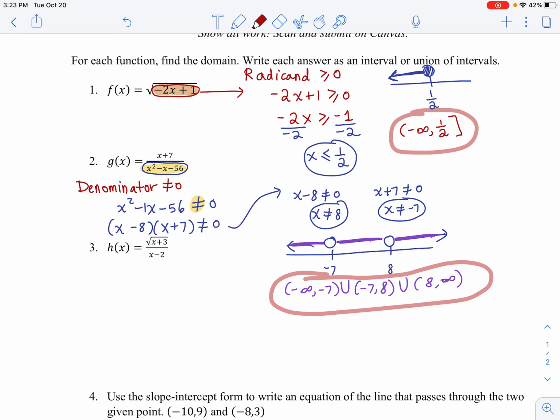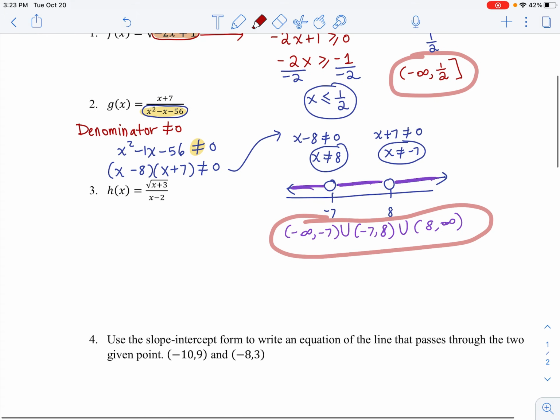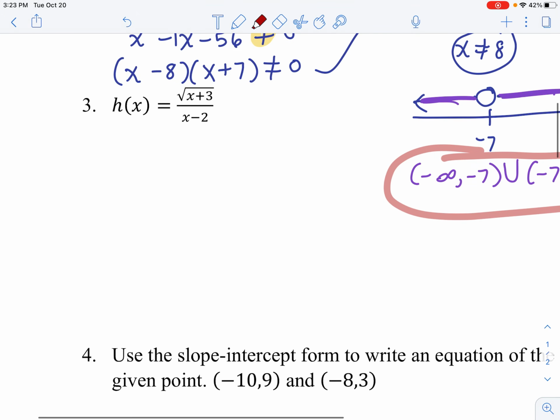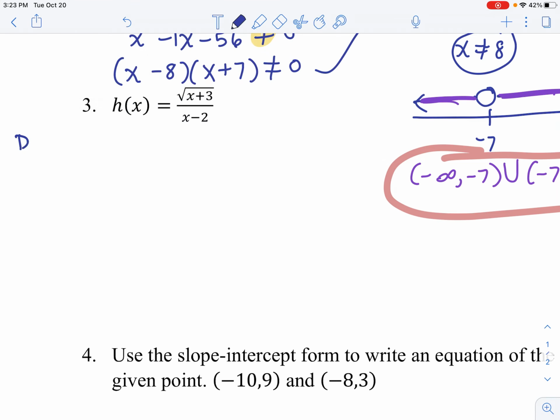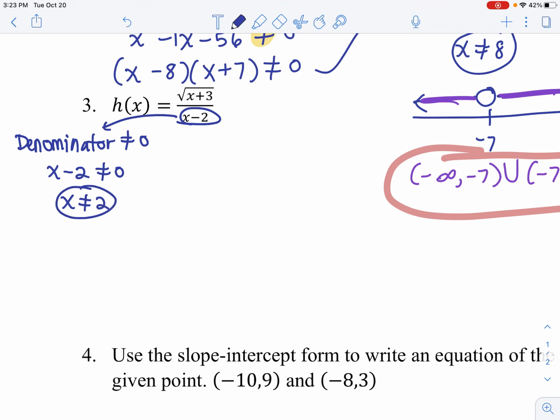Let's do the very last one, number 3. I love this problem. For this one, you have to consider both cases. Now, the denominator cannot be equal to 0. Remember that. So that means x minus 2 shouldn't be 0, right? What does that tell you? x can't be equal to positive 2. So that's one of the parts that we have to consider when we're writing the final answer.